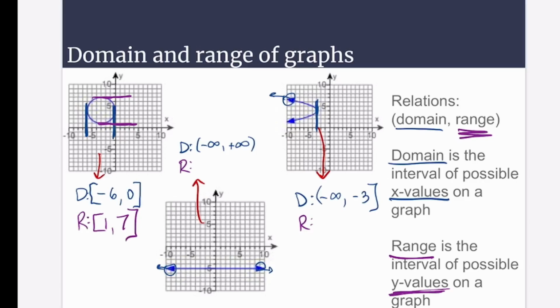For the second one, if we're looking at the y values, there's only one y value because it doesn't go up or down. So the range is one number, which is -5. That's it. There's no interval. You're done. For the third graph, again, we're looking up and down on the y.